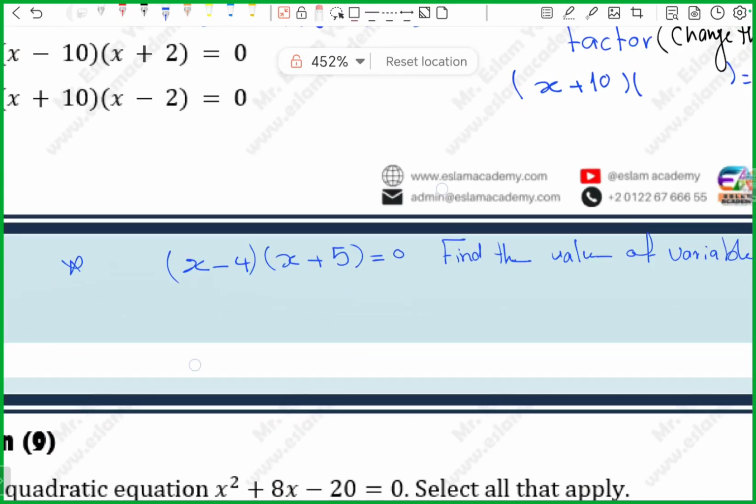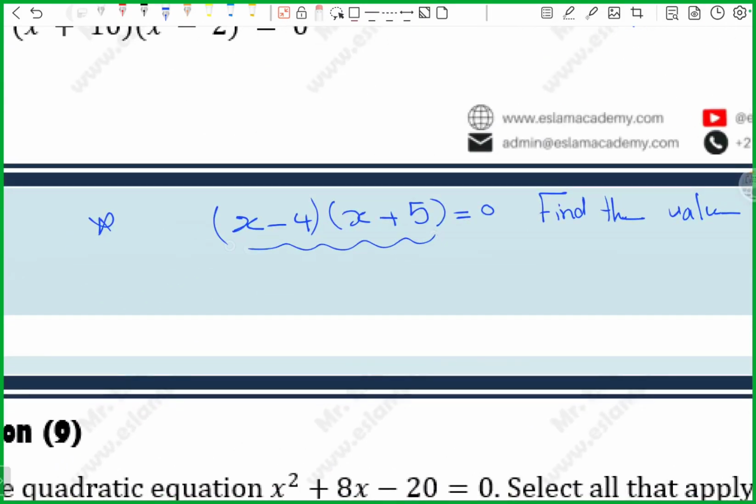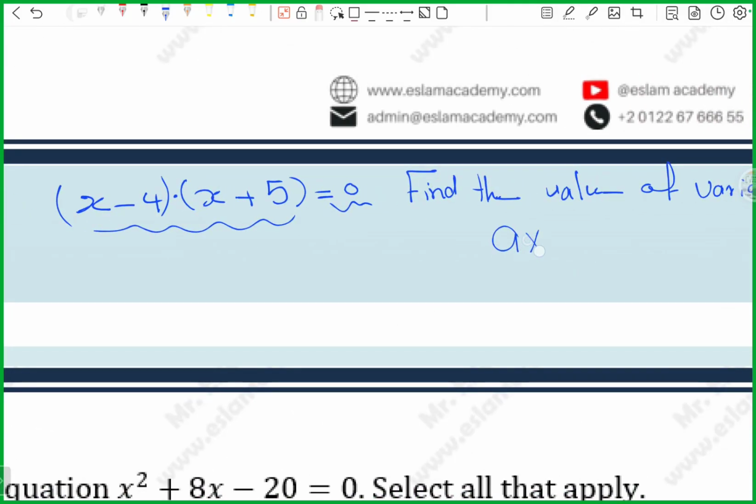So what is in the left-hand side? There is an expression. What is in the right-hand side? There is 0. This expression is two brackets multiplied together, because two brackets mean they are multiplied. So when we have two numbers and their product is 0, that happens when one of the two factors is equal to 0. Is that true?